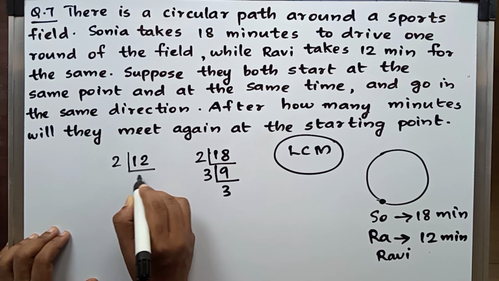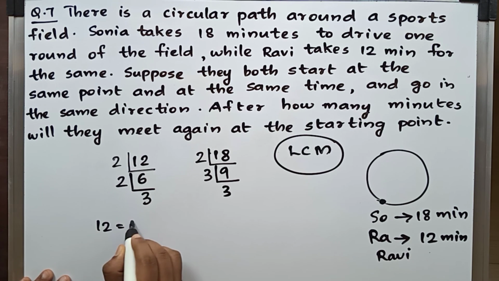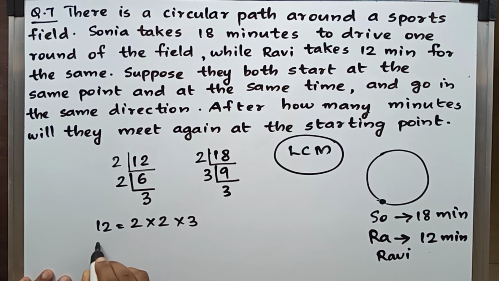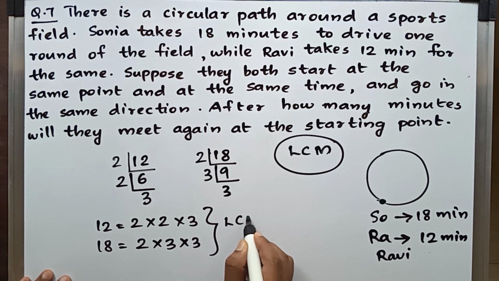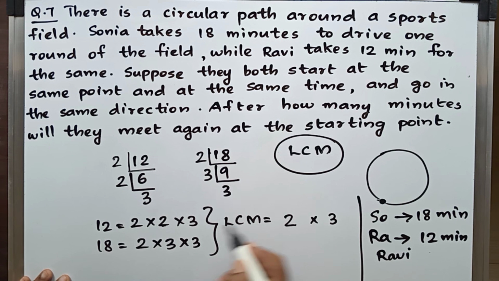9, 3, 3. Here it is 6 and 2, 3. Okay. So 12 is equal to 2 into 2 into 3 and 18 is equal to 2 into 3 into 3. So what is the LCM? LCM means we have to consider all the factors. 2 is there and 3 is there and we have to take the maximum power of each factor. See, 2 comes here 2 times. That is the maximum. Here it is only 1 time. 3 here only 1 time, but here it is 2 times. So it is 2 square is 4 and 3 square is 9. So this is 36 minutes.